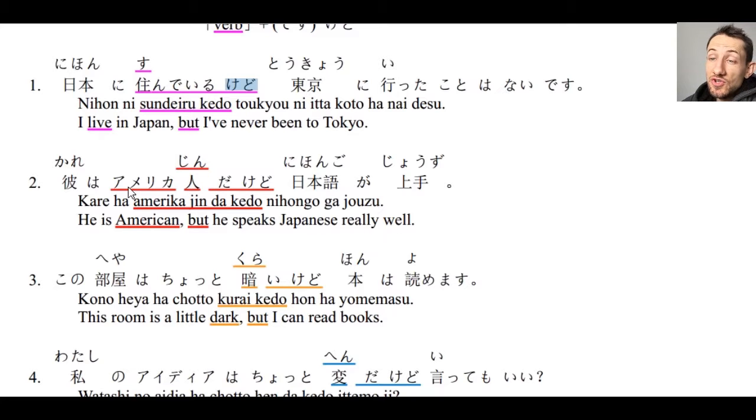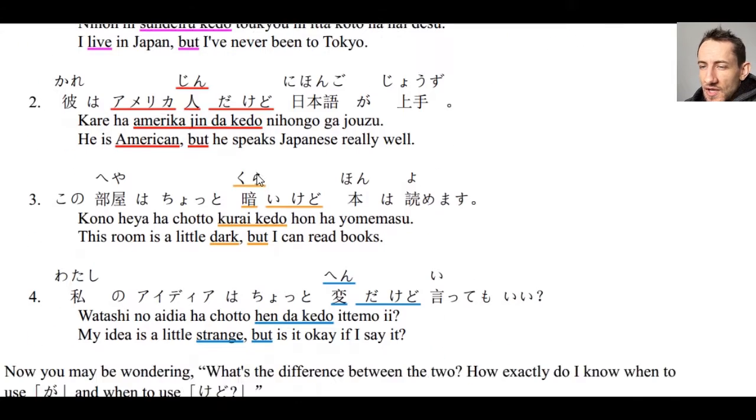So here's a situation where you could use ga. 彼はアメリカ人だが、日本語が上手. So that would kind of be, you wouldn't expect an American to speak Japanese extremely well, but da kedo is perfectly fine. アメリカ人だけど、日本語が上手. Number 3, この部屋はちょっと暗いけど、本は読めます.